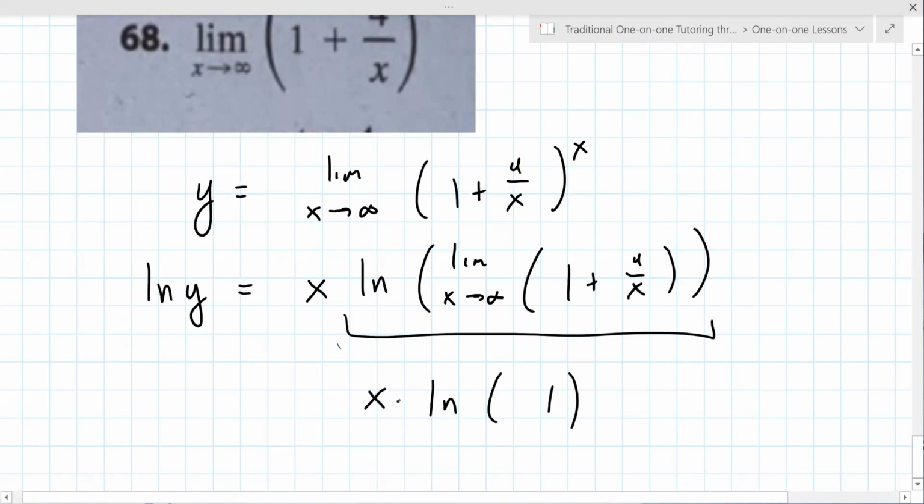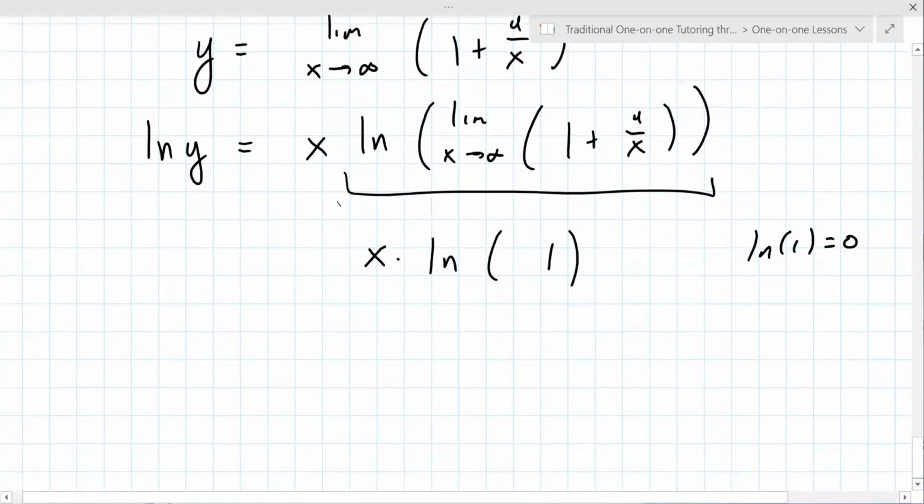What is the natural log of 1? And then just 1? It's 0. Okay, so then this is where I'm not sure how much of this is going to be clear. On the left side, it's the natural log of y. So 0 times anything is 0.